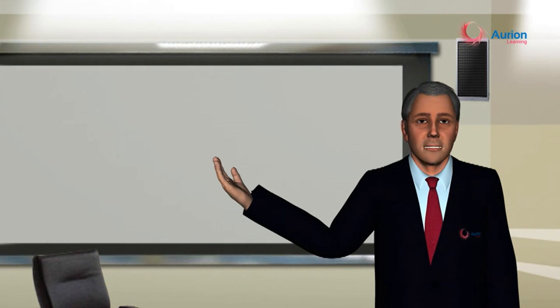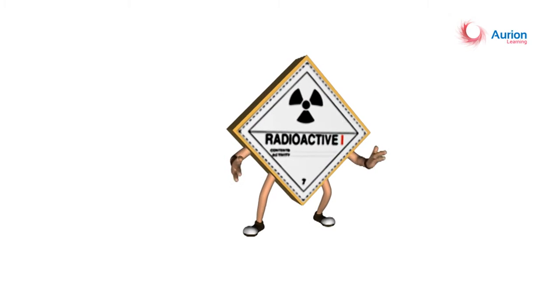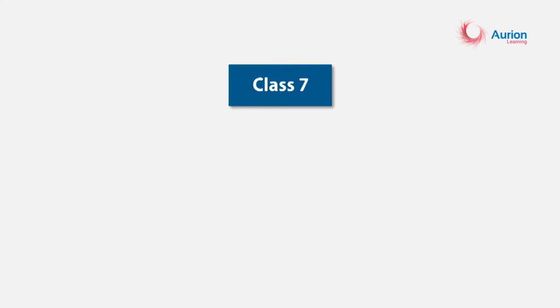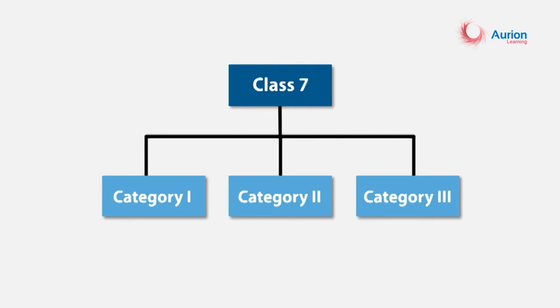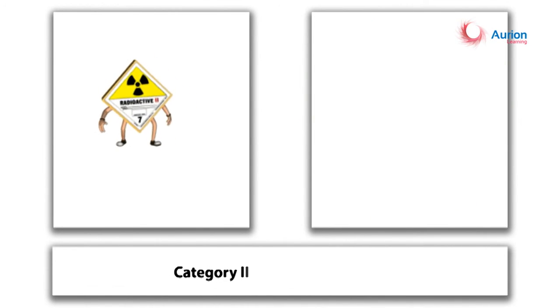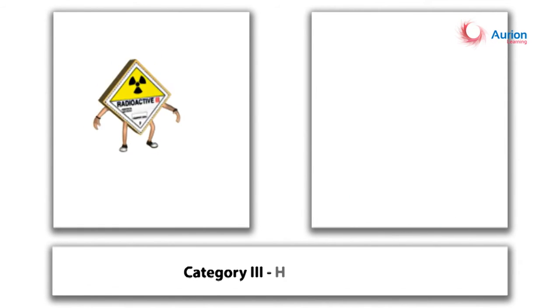Class 7 Radioactive material such as uranium, plutonium and thorium. And this class has no divisions but is divided into 3 categories. Category 1 Low radiation. Category 2 Medium radiation. Category 3 High radiation.